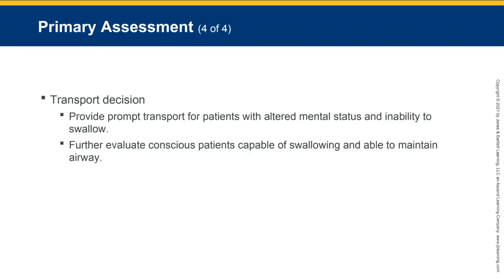Now, after your ABCs, what is the patient's GCS? You should know that at this stage. You can also check pupils if you want to at this stage. Is it a load and go or stay in place situation? Do you need to do a rapid scan or a focus? These questions should be answered. Make your transport decision. Provide prompt transport for patients with altered mental status and inability to swallow. Further evaluate conscious patients capable of swallowing and able to maintain airway.